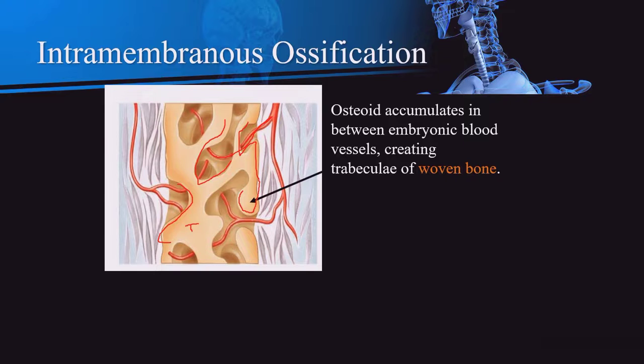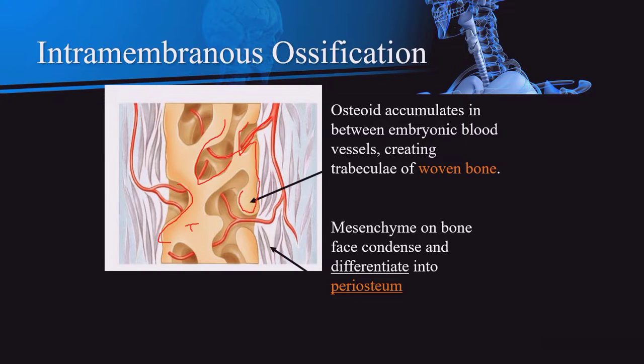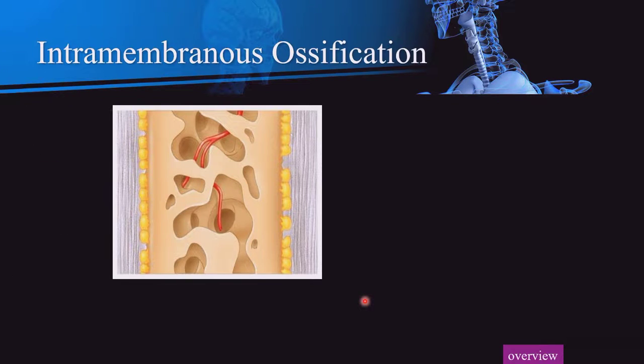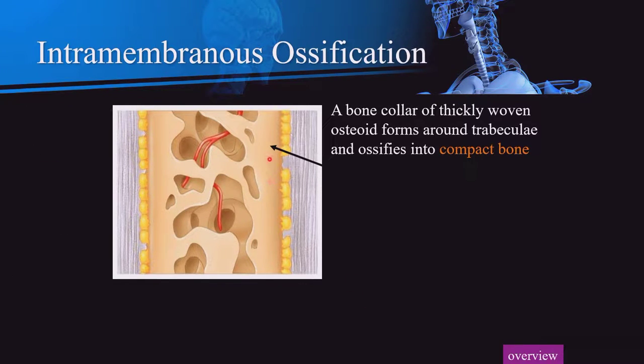Now at the lower part of the figure, you can see there's a mesenchymal condensation towards the newly formed trabeculae of the woven bone, right? Now those elongated mesenchymal cells condense and differentiate into periosteum. Peri means surrounding, osteum means bone. So what is periosteum actually? It is the surrounding structure of bone or the covering of the bone. Now let's switch to our next picture. What we have till now: we have the trabeculae of a woven bone, we have embryonic blood vessels, and we have the newly formed periosteum that is formed by the mesenchymal condensation.